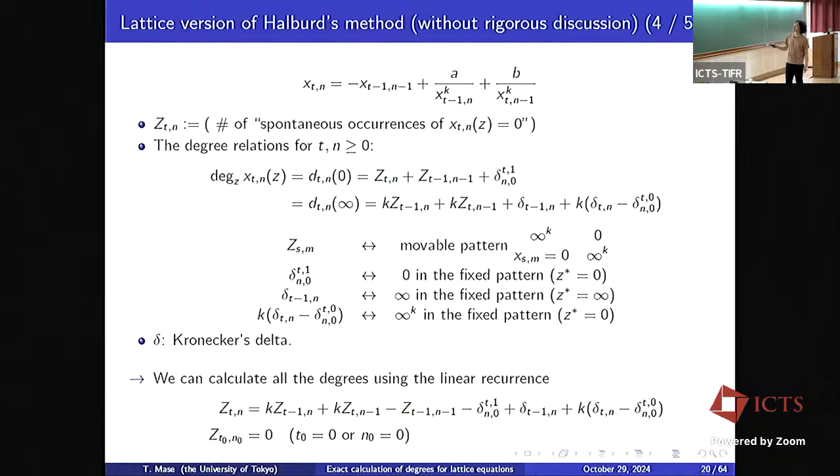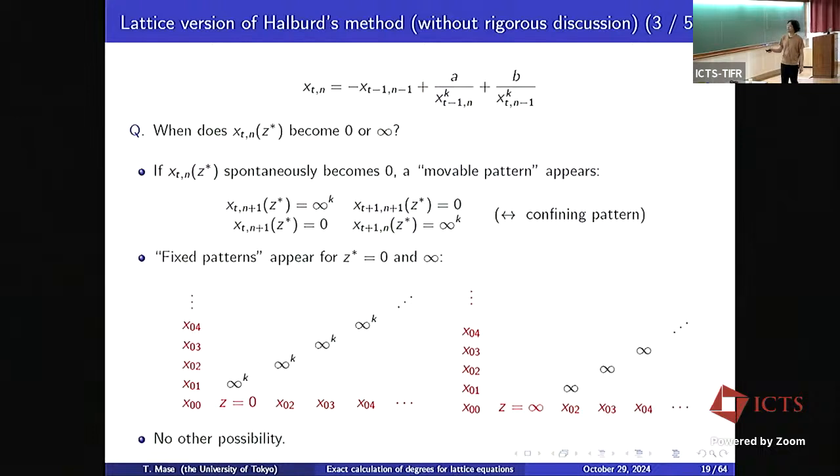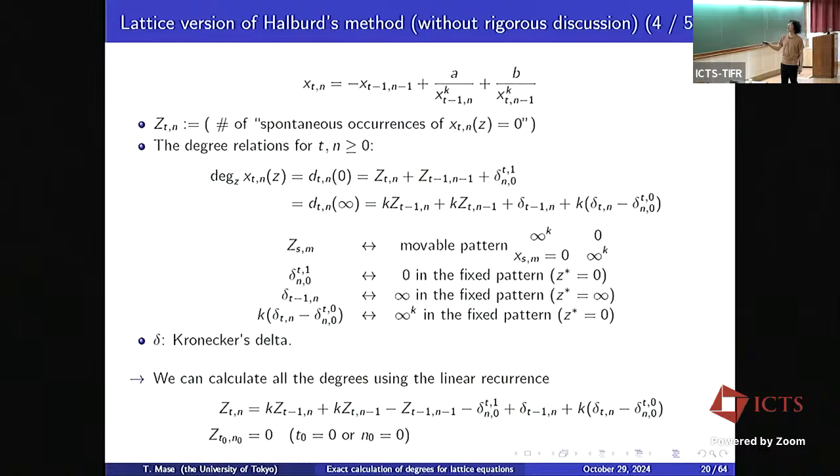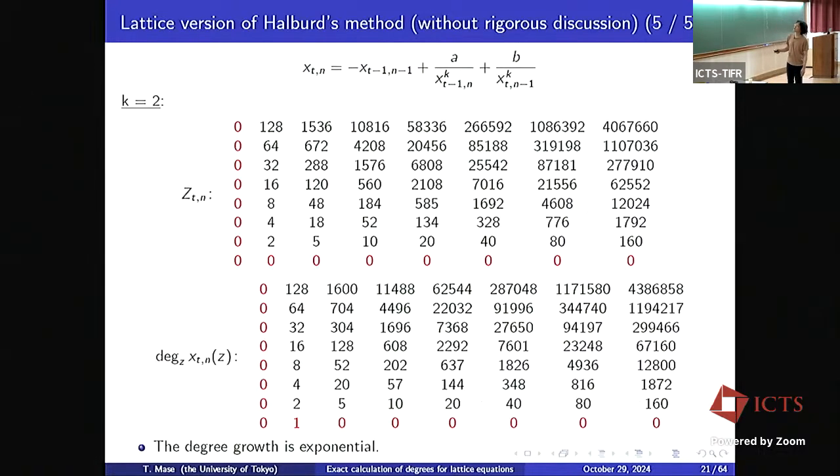The Kronecker delta corresponds to fixed pattern. For example, we have 0 here, x1, 0. That's why we have the Kronecker delta here. So this sum equals this sum. So we have this evolution equation for ztn, and the initial conditions are like this. So we can solve this. This is just a linear equation, so we should be able to solve it. And the result is this.